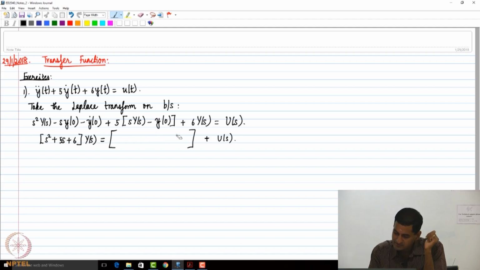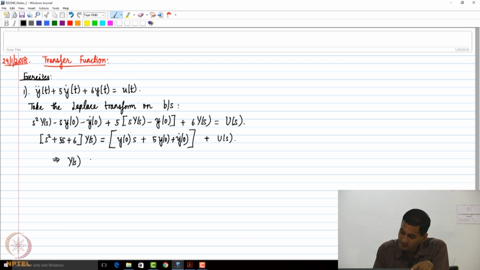Oh, sorry, let me erase the entire thing. If you look at the s term, I am going to get y0 times s. That's about it, correct? As far as the initial conditions are concerned, I will write y0 times s, and then the constant terms will be 5y0 plus y dot 0. Is that correct? That's what we are going to get on the right hand side. So this will be the initial condition term and this will be the input term.